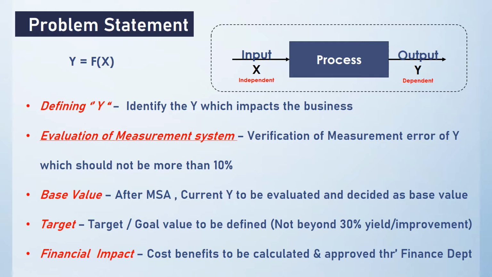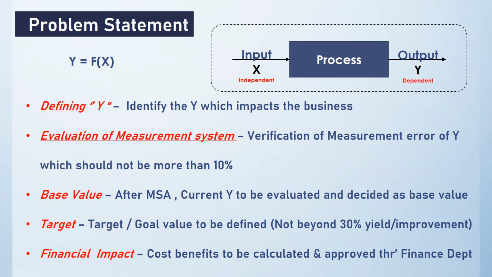So identify the y, like in the earlier slide where I mentioned the three methods. Through those methods we can identify one y, one particular problem for improvement, which impacts the business. After finding the area for improvement, whatever baseline value you mention has to be first evaluated properly. So y is the output of a process.